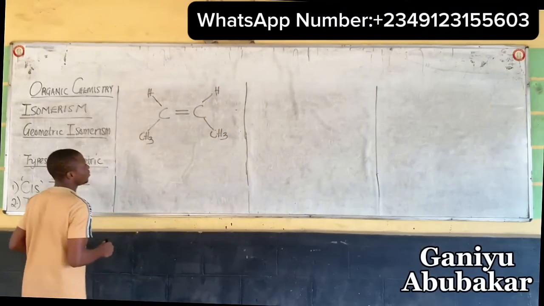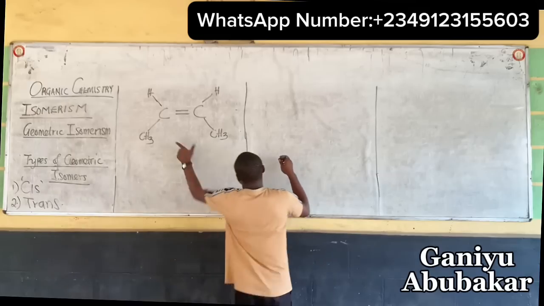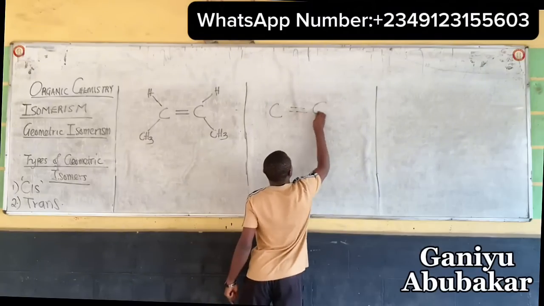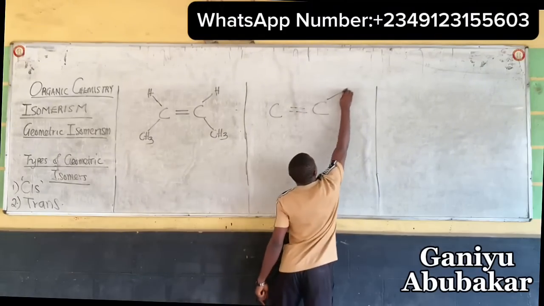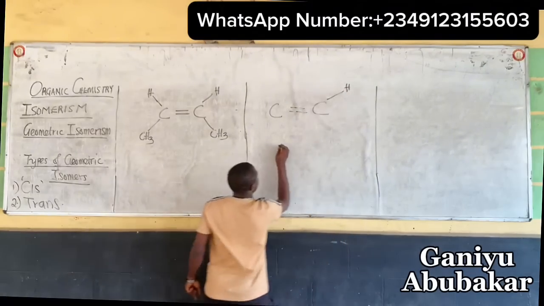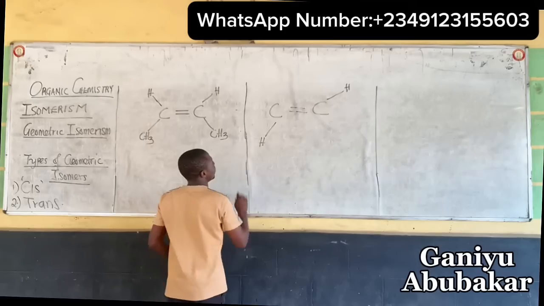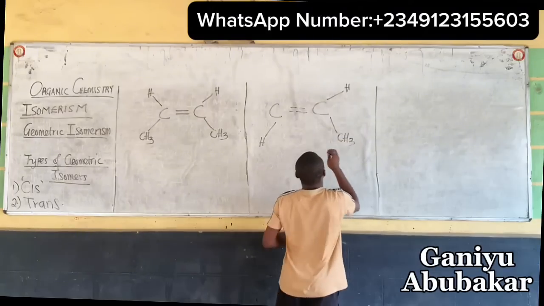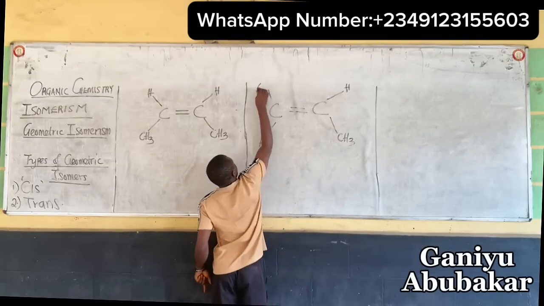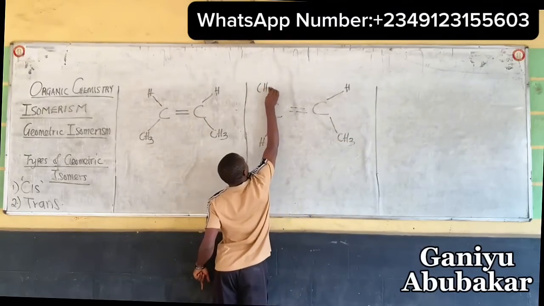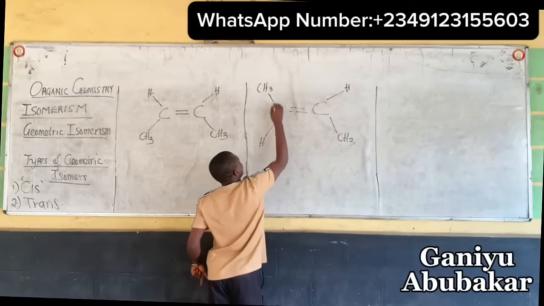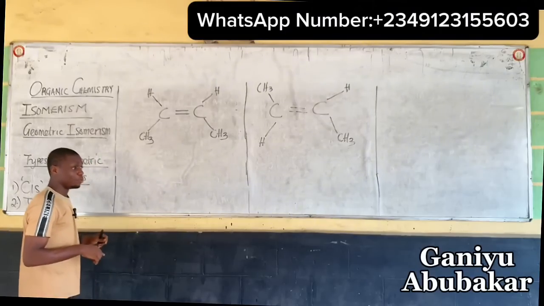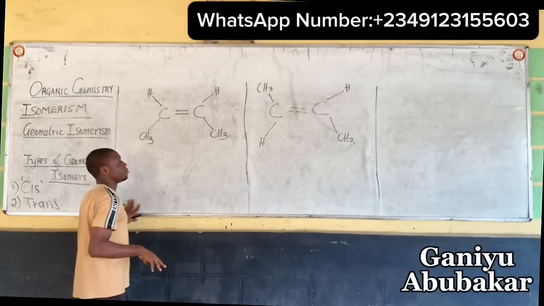Let's say I have another example this way, something of this nature. C double bonded to C, I have my hydrogen here and my hydrogen here. Next, my CH3 is placed here, and my CH3 is of course placed here. Now, what do you observe in the two similar examples I gave you? Now listen, here's the concept.